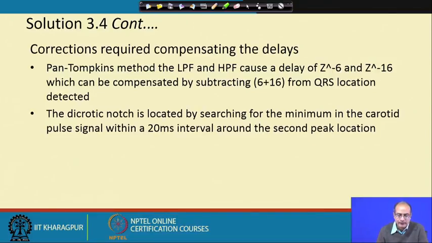Again, for the dielectric notch, it is located by finding the minimum in the carotid pulse within a 20 millisecond interval around the second peak. So, there also it is not exactly aligned, we need to search for it and find it out, and then only can we find the carotid pulse signal. Both of these, the dielectric notch and the location of the R wave, help us to find out S2 and S1 respectively.